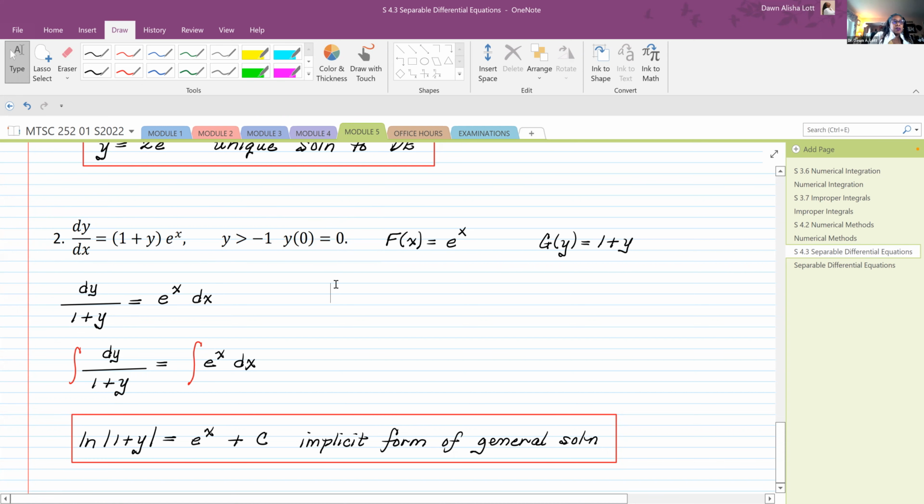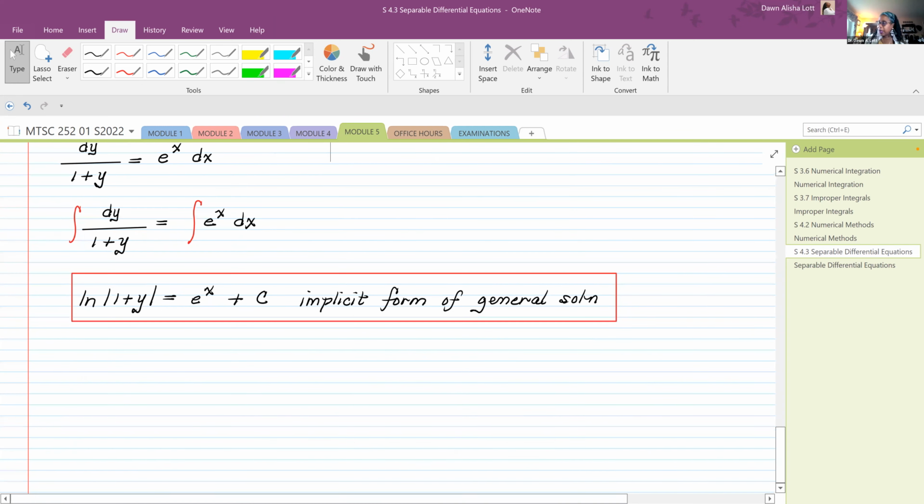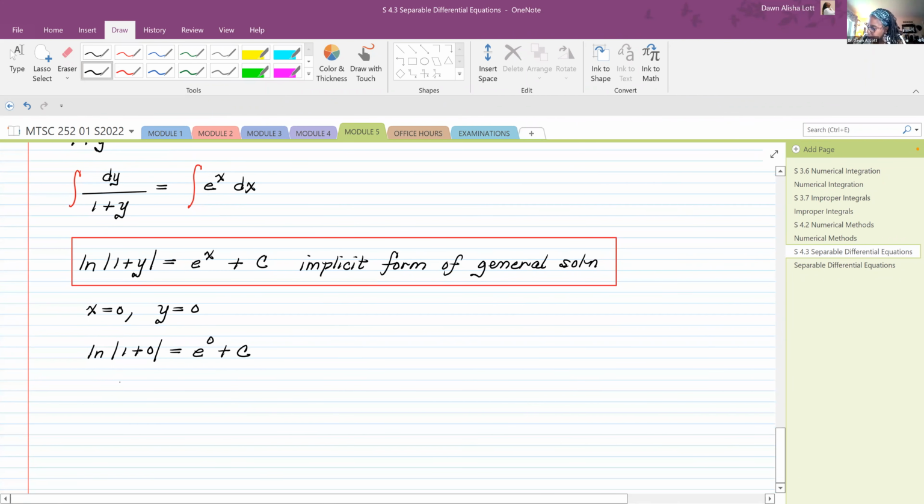Okay. So let's put in y. So when x is 0, y is 0. So we're going to get the log of the absolute value of 1 plus 0 is going to equal e to the 0 plus c. So I get the log of 1 is equal to 1 plus c, but that says 0 is equal to 1 plus c.